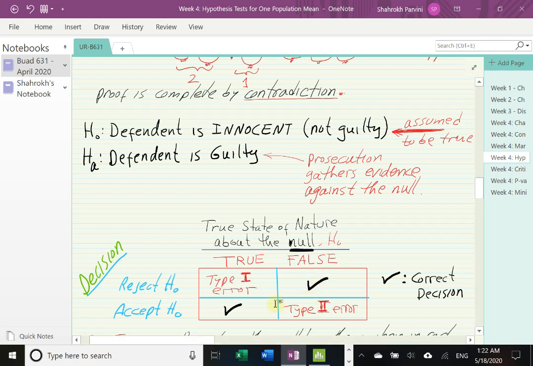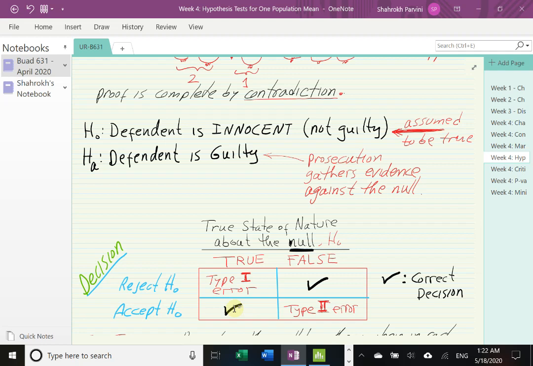In this lower left position is another check. Another correct decision is made here. This time, null is true. That individual is innocent. The jury comes out and accepts the hypothesis of innocence. So the person is ultimately set free, and rightly so again. So the correct decisions are made in those two cells.